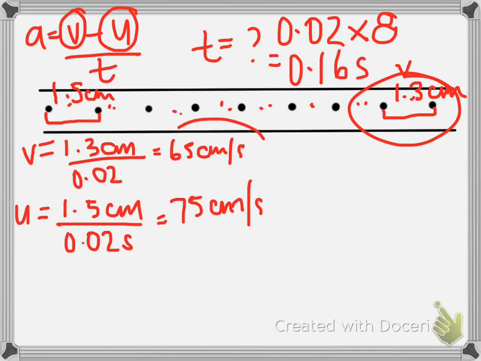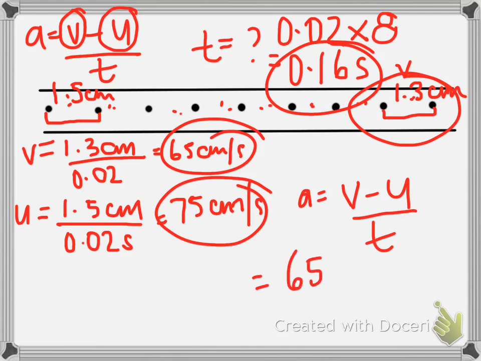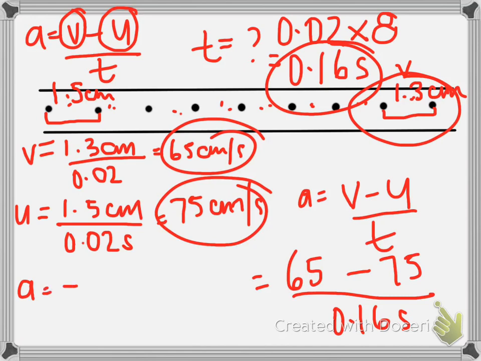Then you take all of these pieces of information and you just plug it into the formula. So A equals V minus U over T, which equals 65 centimeters per second minus 75 centimeters per second divided by 0.16 seconds. So that gives you an average acceleration for this piece of ticker tape of negative 62.5 centimeters per second squared.